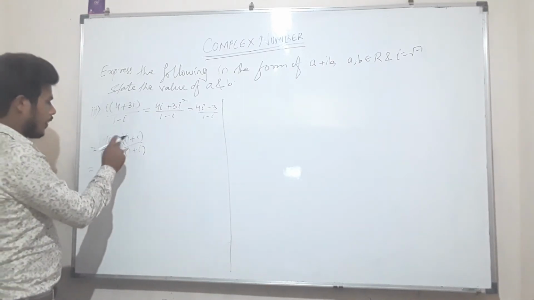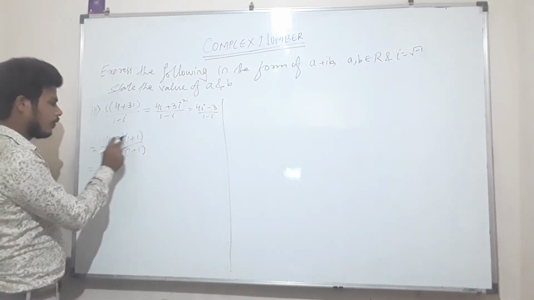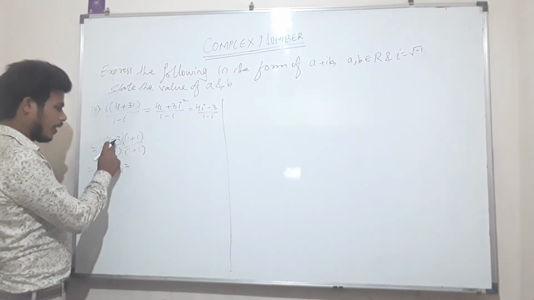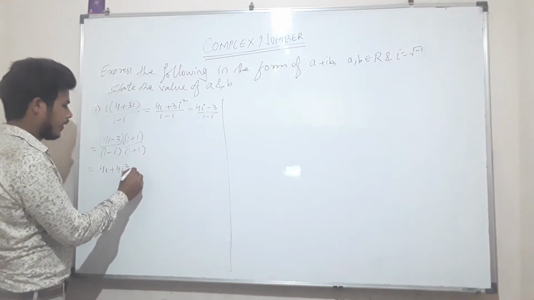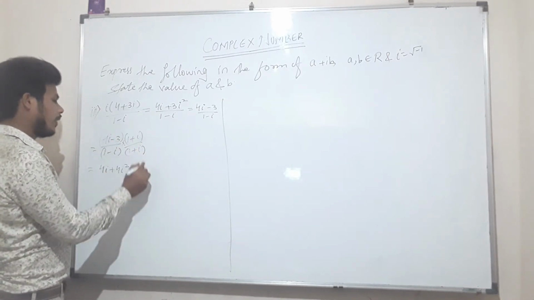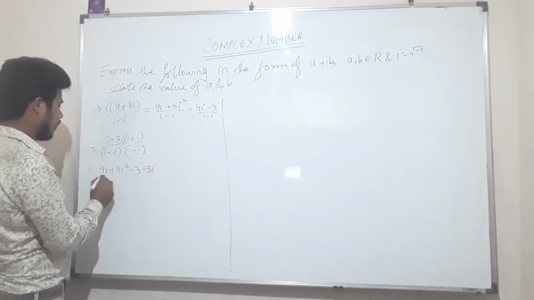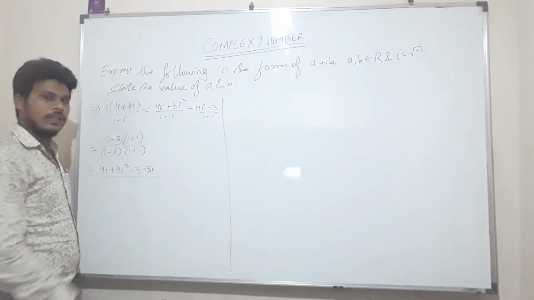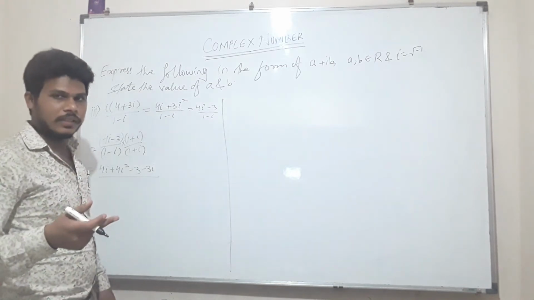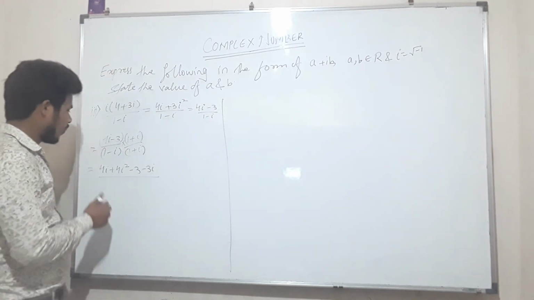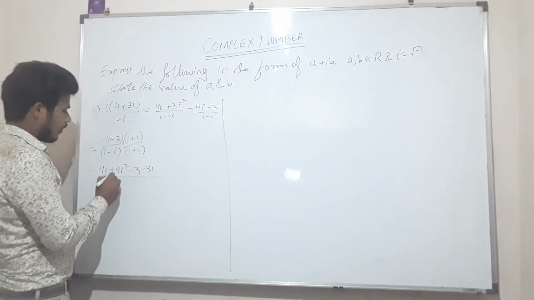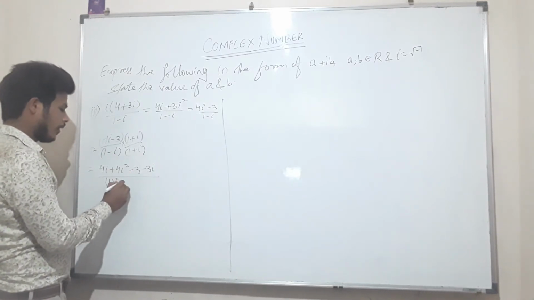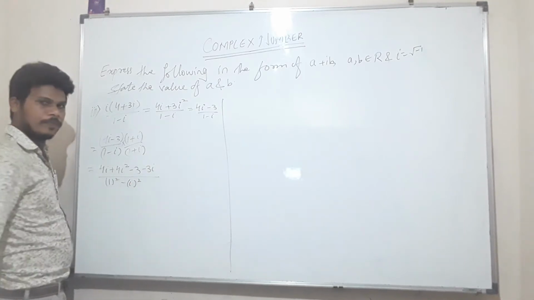Again 4i into 1 is 4i. 4i into i is 4i². Then minus 3 into 1 is minus 3, and minus 3 into i is minus 3i. In the denominator we can take (a minus b)(a plus b), which is nothing but a² minus b². So 1 into 1 is 1, and (a minus b)(a plus b) is a² minus b².